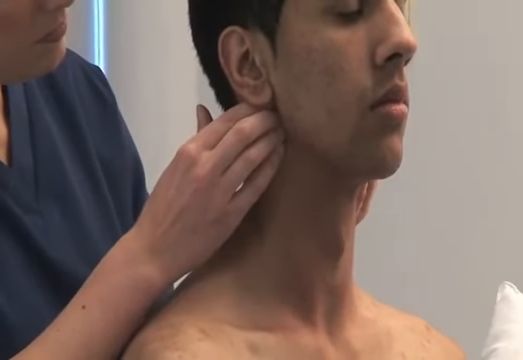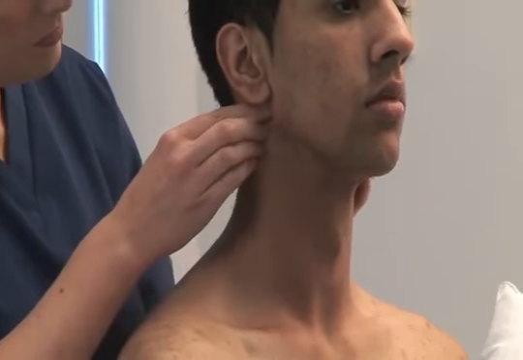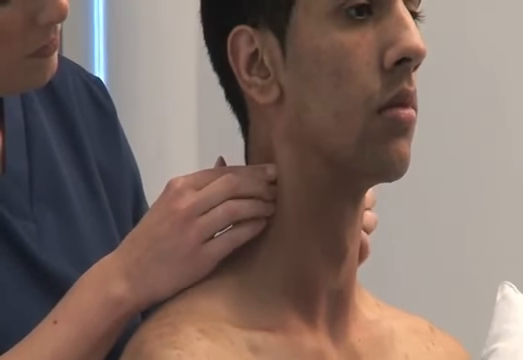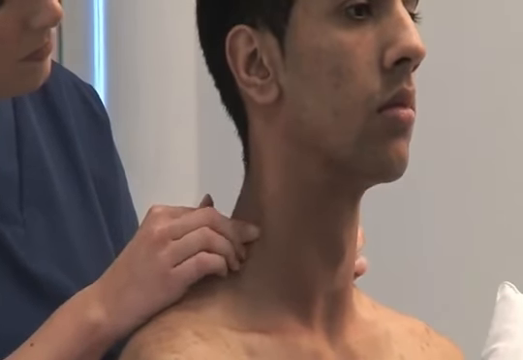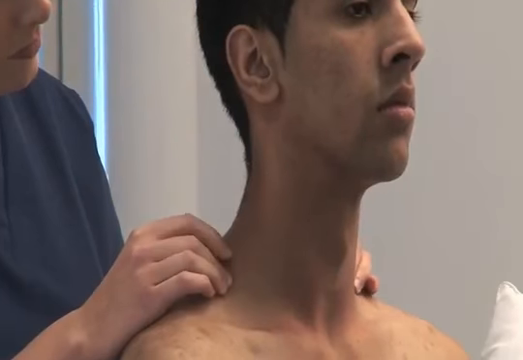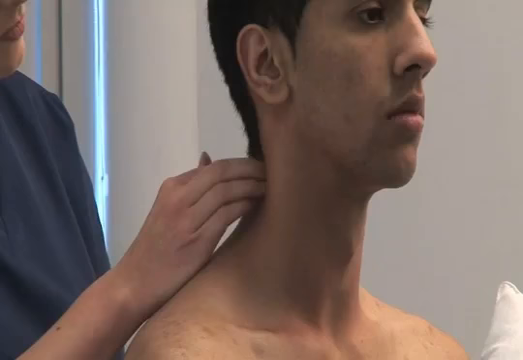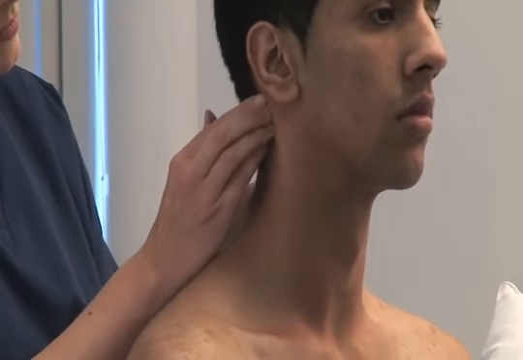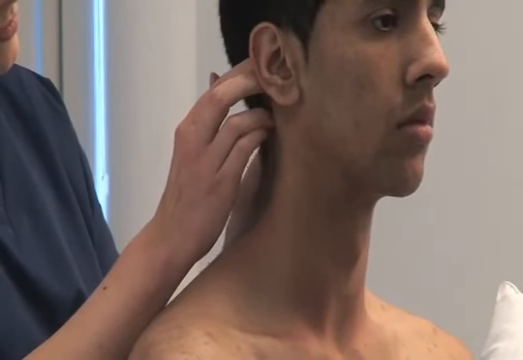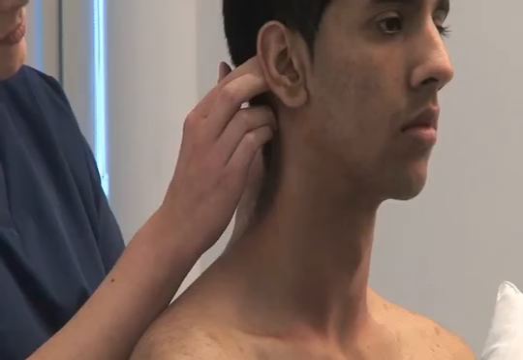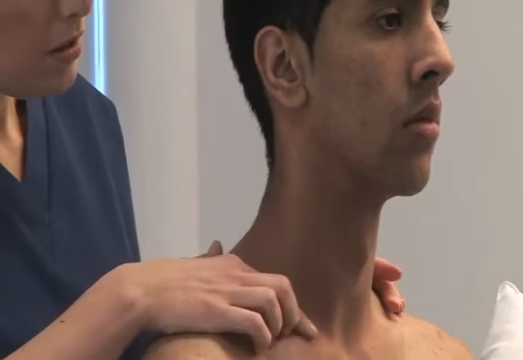Also feel the groups in the posterior triangle, along the border of the trapezius muscle, and in the supraclavicular fossa. There is a group of nodes felt behind the ear, the post-auricular nodes. Feel for the scalene nodes above the first rib.